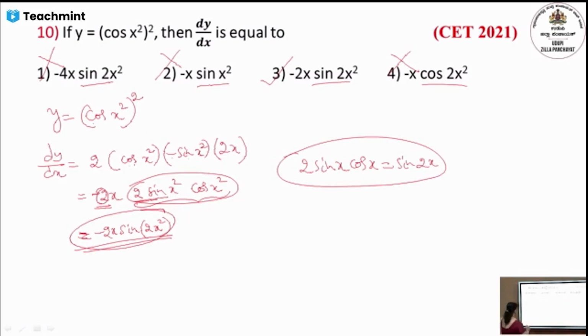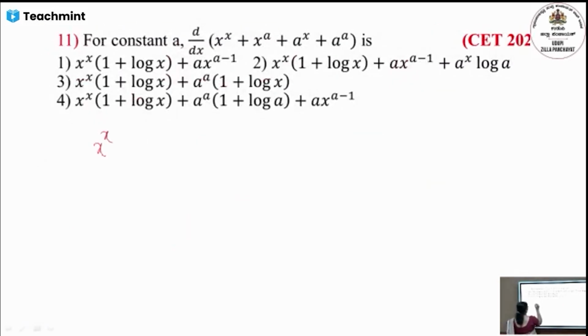Okay, let's go for the next. For a constant a, you have to find the derivative of x power a, a power x, a power a. What did I just say? Derivative of a power x is a power x log a. This term doesn't have a power x log a. This does not have a power x log a. Only this term has a power x log a. Therefore, that should be the answer.